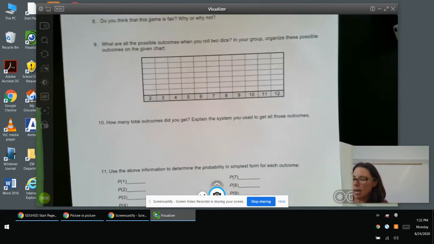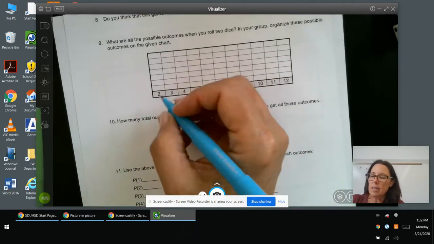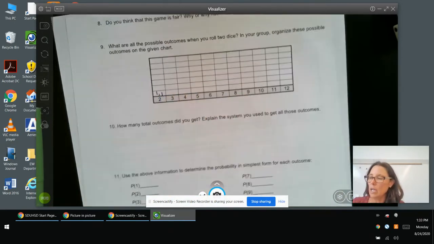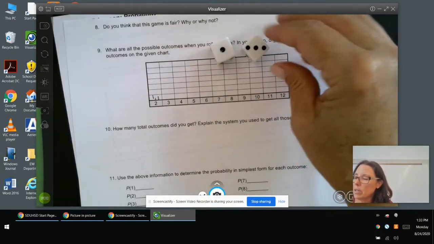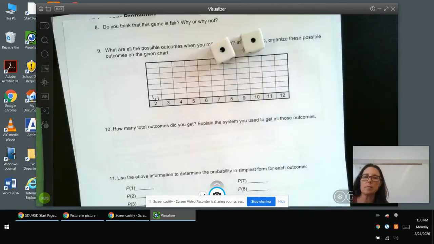Okay. All right, so number 9. The ways of getting a 2 are 1 and 1. So those are the only ways to get a 2. Okay. Now let me get my other dice here. I'll use those in a second.